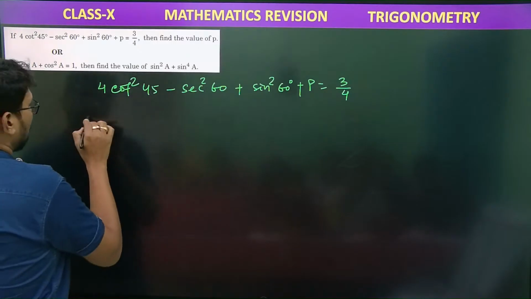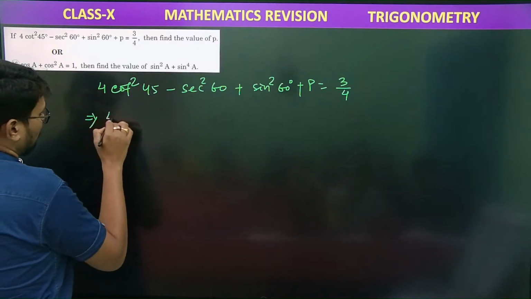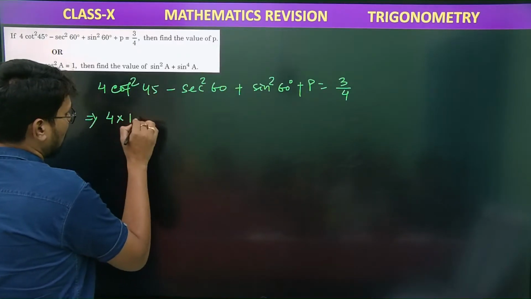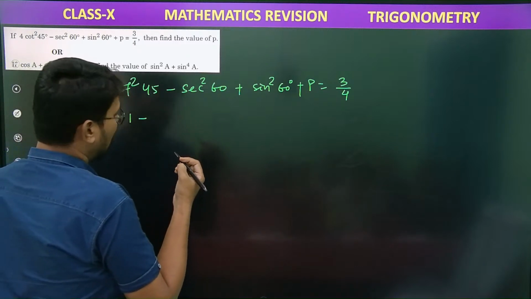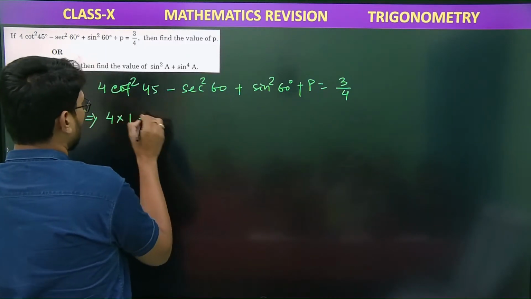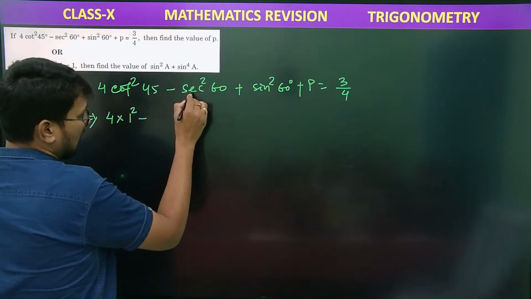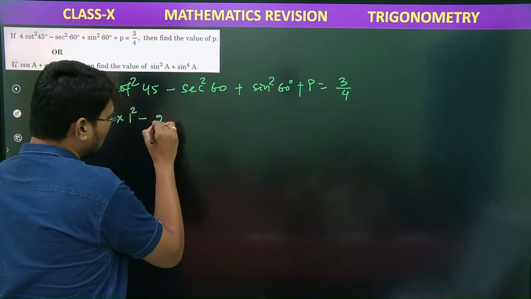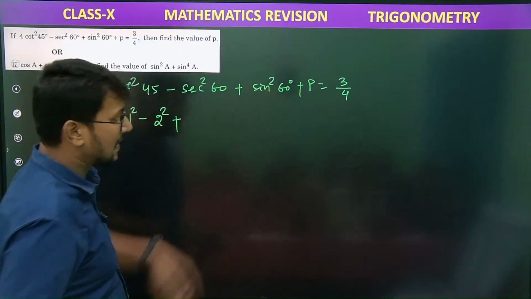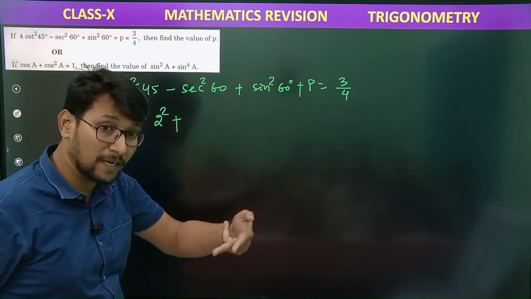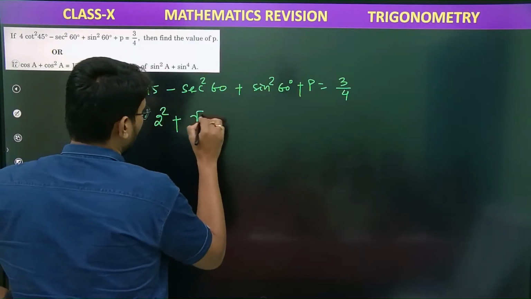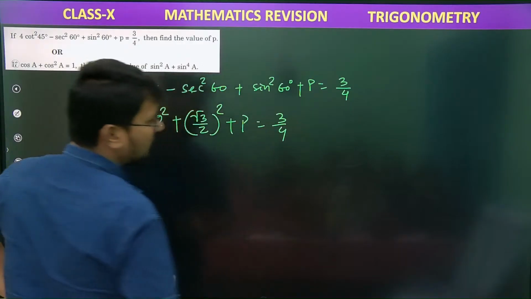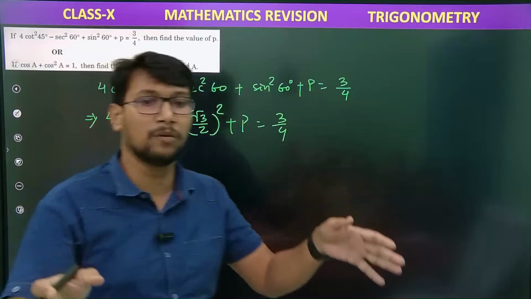Clear? So now this implies 4 into cot square 45. Cot square 45 is 1. 4 into 1 minus sec 60. You know how much? 2. So 2 square. Sec 60 is how much? 2. So we write 2 square plus sine square 60. Sine 60 is how much? Root 3 by 2. So root 3 by 2 whole square plus p equals 3 by 4. Okay. So whenever you solve, you write that table.